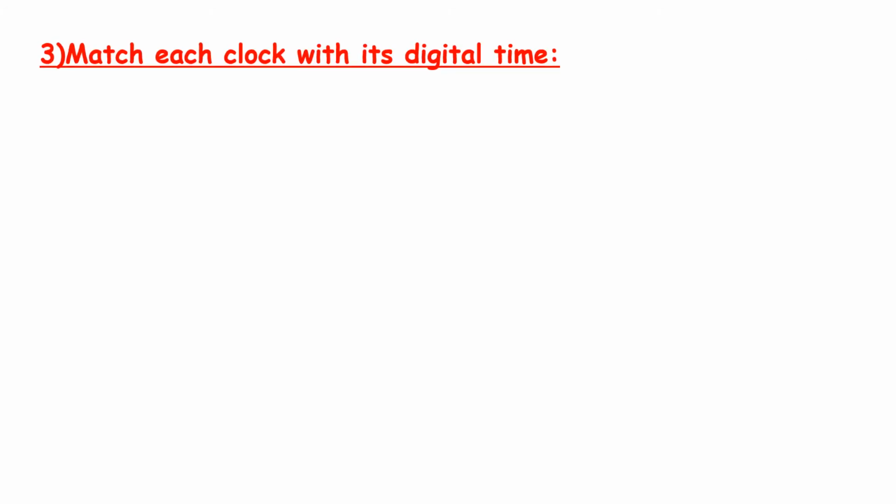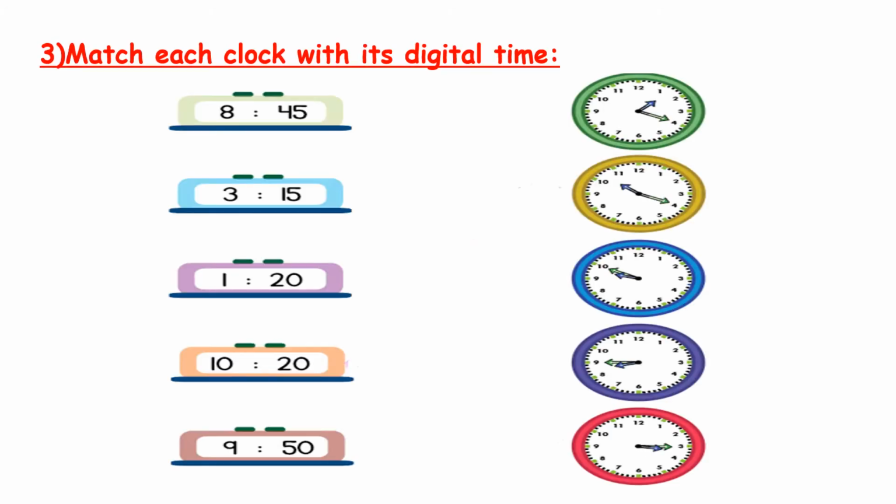Now match each clock with the digital time. So here it's 8 and 45 minutes. So which one is 8 and 45 minutes? Okay, let's start by writing the digital time of each clock. So here the short one at 1, so the hour is 1, and the long here is at 4, so when it's at 4 it's 20 minutes.